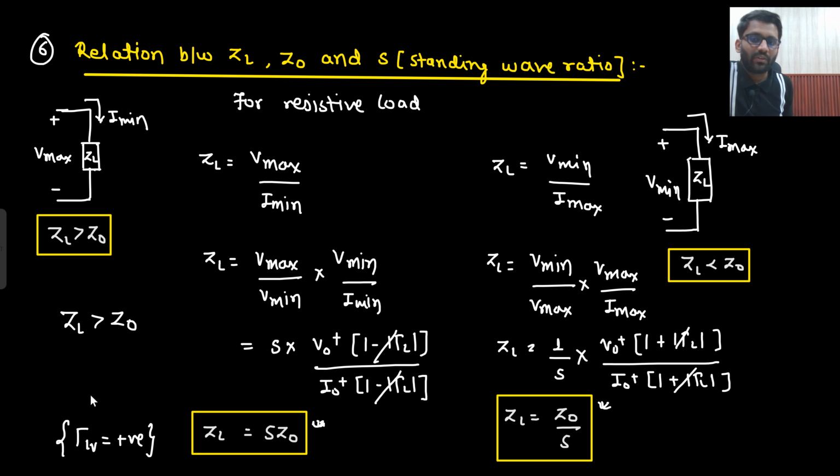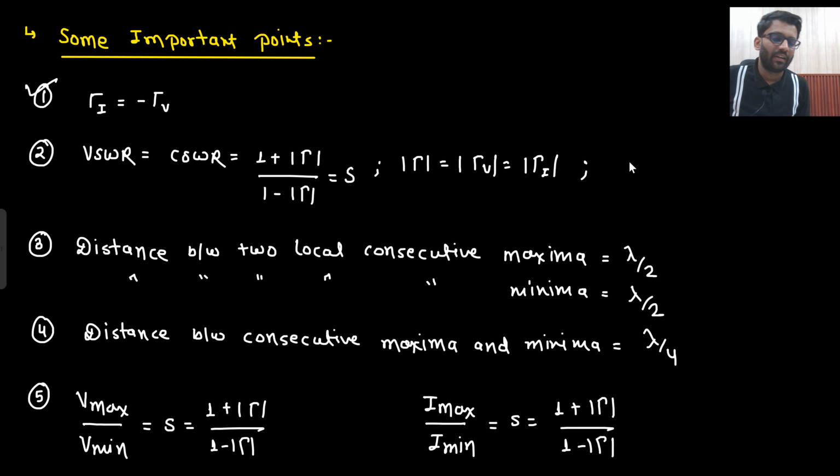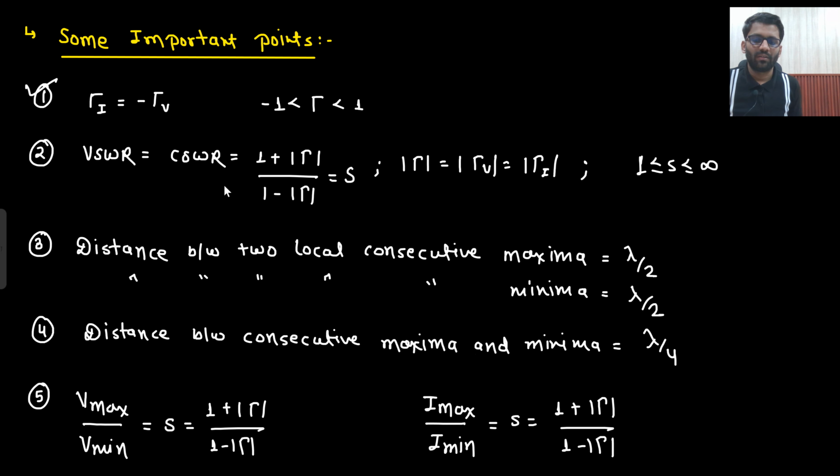And if ZL is greater than Z naught, then which formula will you apply? ZL equals S Z naught or Z naught by S? Because I know that the S value will be greater than 1. What is the range of S? From 1 to infinity. In the standing wave pattern video, in the last video, we have seen the range of S is 1 to infinity. And what is the range of gamma? The range of gamma, whether gamma I or gamma V, is minus 1 to 1. Here I am only writing gamma. And what is the range of mod of gamma? 0 to 1. So these ranges I already know.